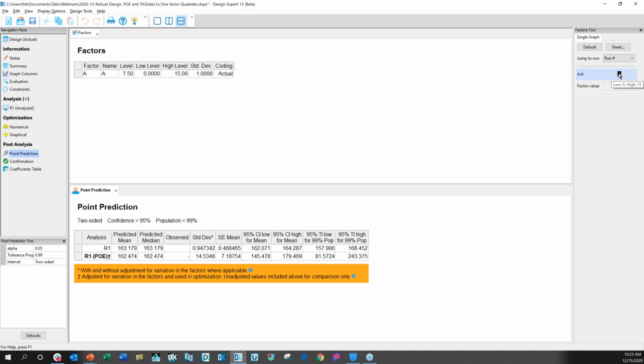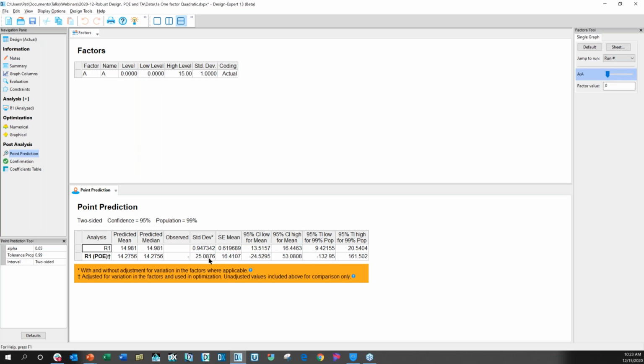Now remember, that's going to be dependent on A. So here we've got the predicted response without POE. Okay, so that's got that residual standard deviation of 0.95. Here we've added the propagated error. Now, if I go to low A, that propagated error should get bigger.